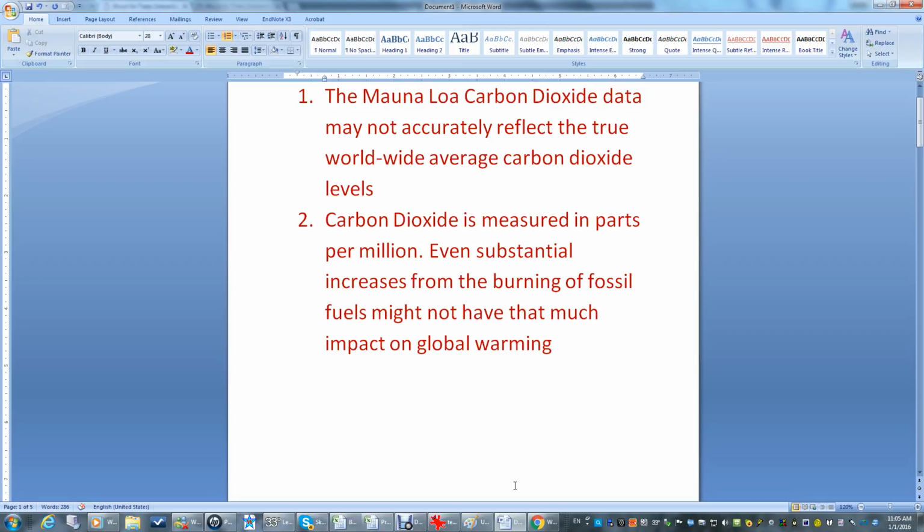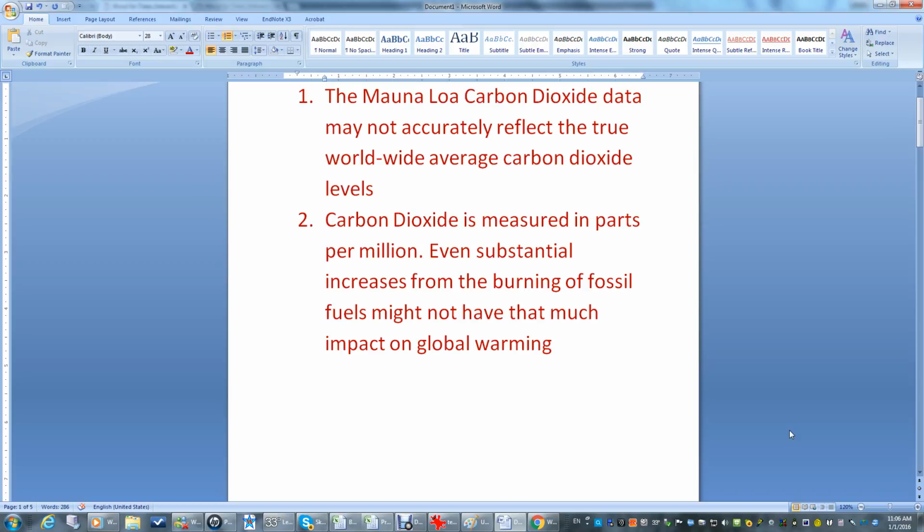Now, if you read the critics of the climate change science, what you'll discover is that they're making this second argument, that carbon dioxide is actually measured in parts per million, and even substantial increases in the burning of fossil fuels might not have that much impact on global warming. Well, that's an interesting argument, I think, and one that certainly deserves some effort in terms of looking at it from the standpoint of science.